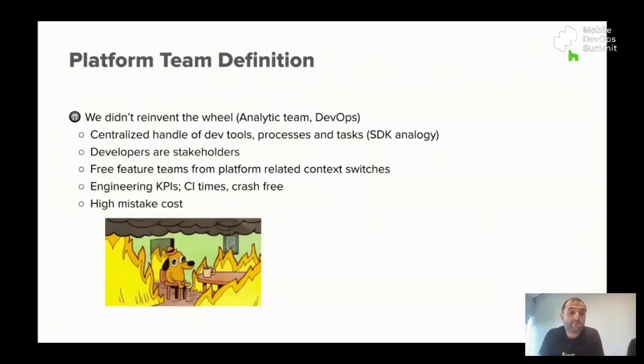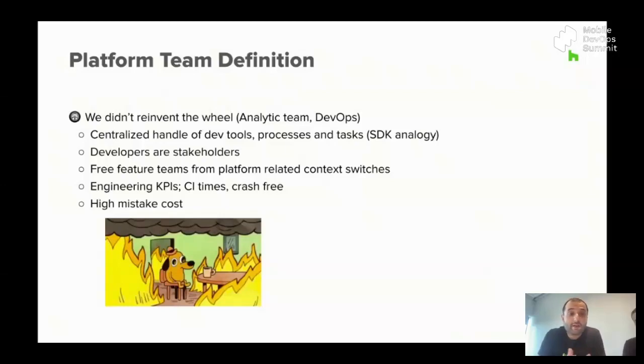However, we also have to define the quality of our services. How do we assess the services that we supply? Those engineering KPIs can be learned from platform teams in the outside world as well, such as the CI times, how fast our builds are, and for the SDKs and maybe the analytics tools that we write, how crash-free they are.